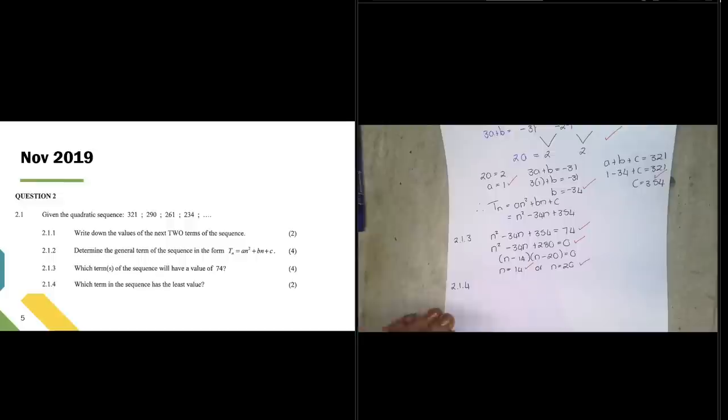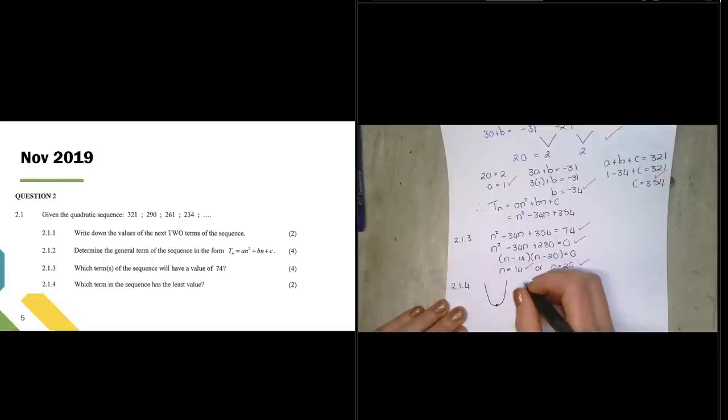2.1.4. They're asking me which term in the sequence has the least value. The least value is another way of asking the minimum value. Remember, we've now said a few times that a quadratic number pattern, if I have to represent this graphically, would be a parabola. Would this be a happy or a sad parabola? It would be a happy parabola. So I'm looking for the minimum value. So I'm looking for the turning point. In this case, remember when we did parabolas, we talked about the x value of the turning point. Now we're looking for the n.